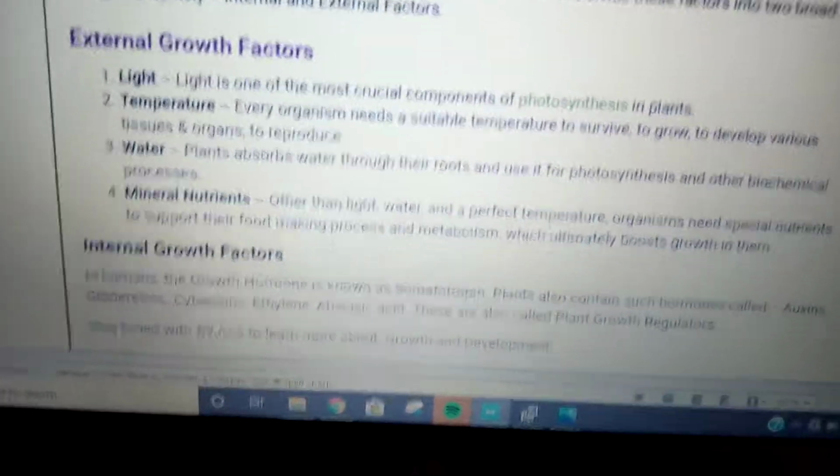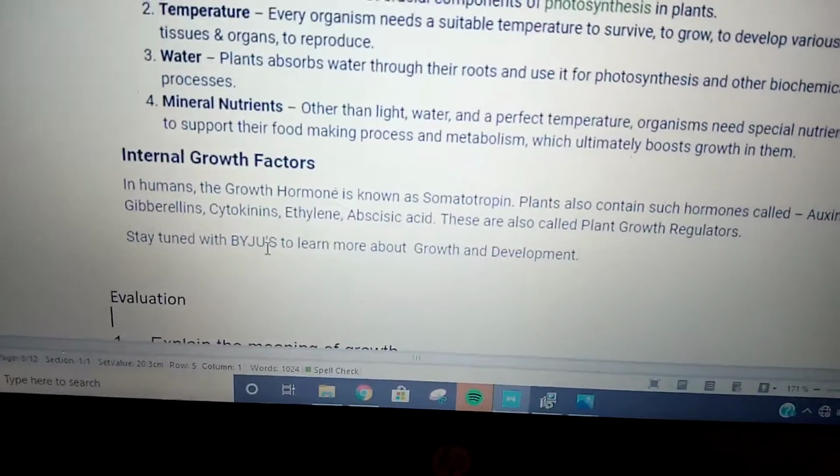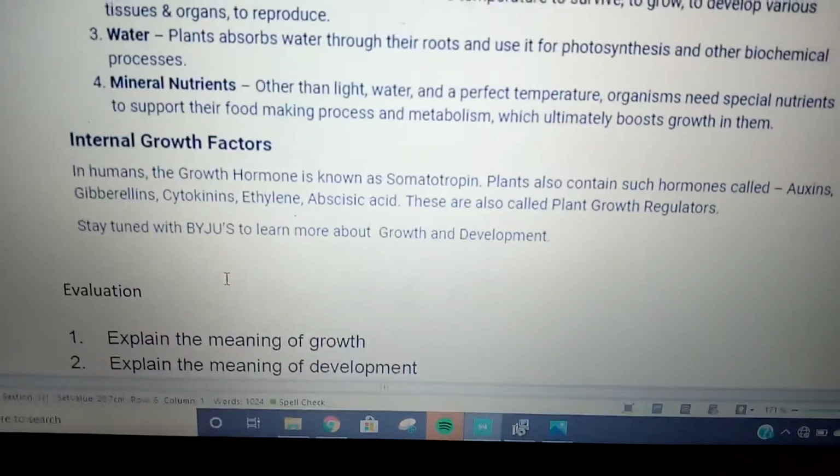The internal factors are purely a hormonal matter. They are hormones. We will be learning about that later.